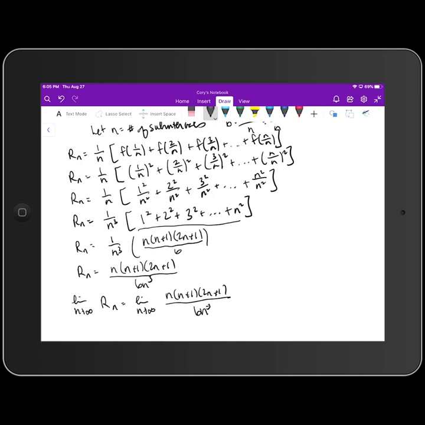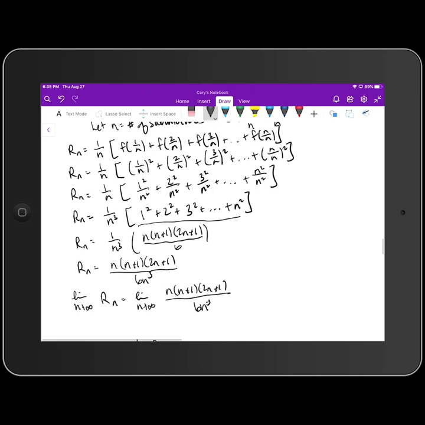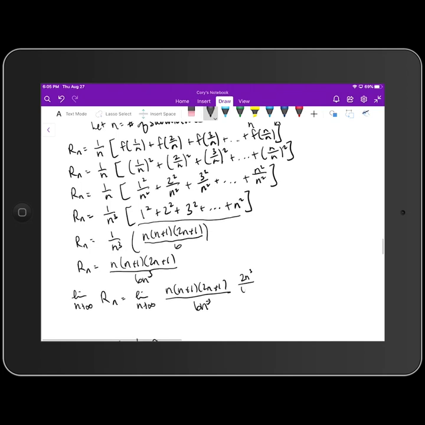Well, as n gets large, the end behavior of that numerator is going to be the term of highest degree, which is 2n cubed. The end behavior of the denominator is 6n cubed, and 2n cubed over 6n cubed becomes 1 over 3. So that limit is equal to 1 over 3, which tells us the exact area under that curve.